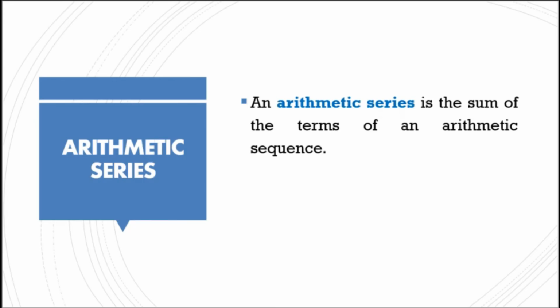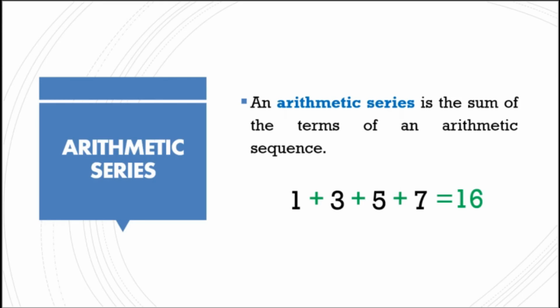For instance, if the arithmetic sequence is 1, 3, 5, and 7, we just add them all together. Adding them, we have 16. Therefore, the arithmetic series of 1, 3, 5, and 7 is 16. Basically, in arithmetic series, we just add the first few terms of an arithmetic sequence.